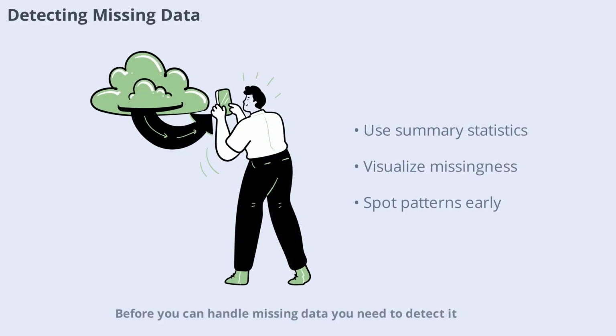Before you can handle missing data, you need to detect it. This might sound simple, but missing data isn't always obvious. You can use summary statistics, visualizations, or specialized functions in data analysis tools to spot missing values. For example, in Python's pandas library, the isnull function quickly highlights missing entries. Visual tools like heat maps can also reveal patterns of missingness across your dataset. Detecting missing data early helps you plan the best approach for dealing with it.